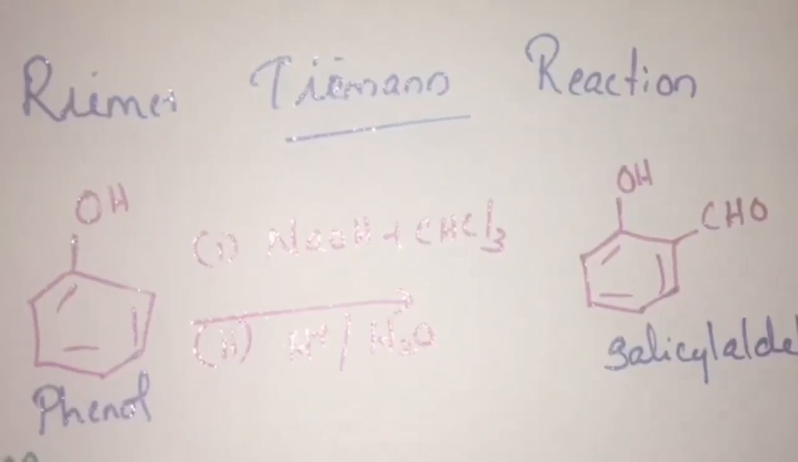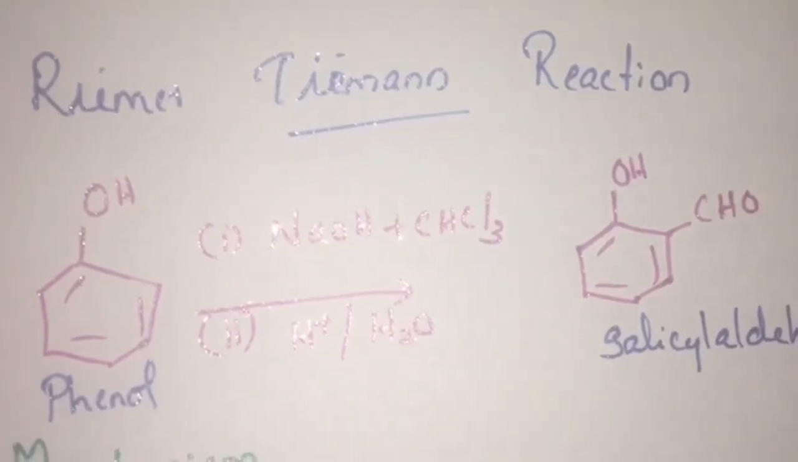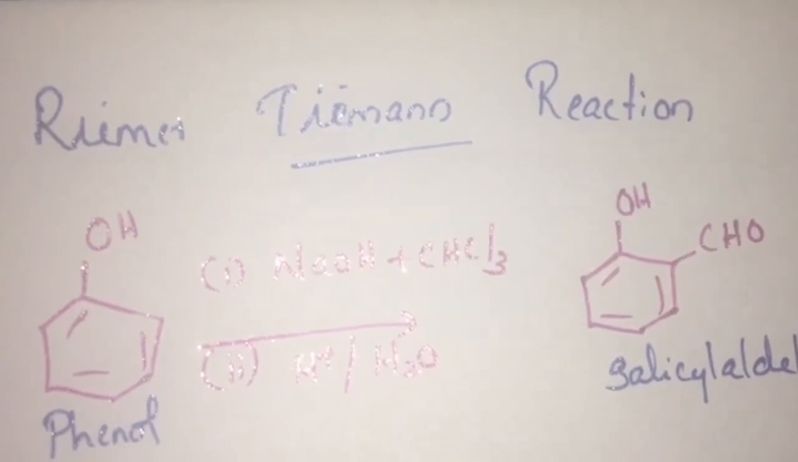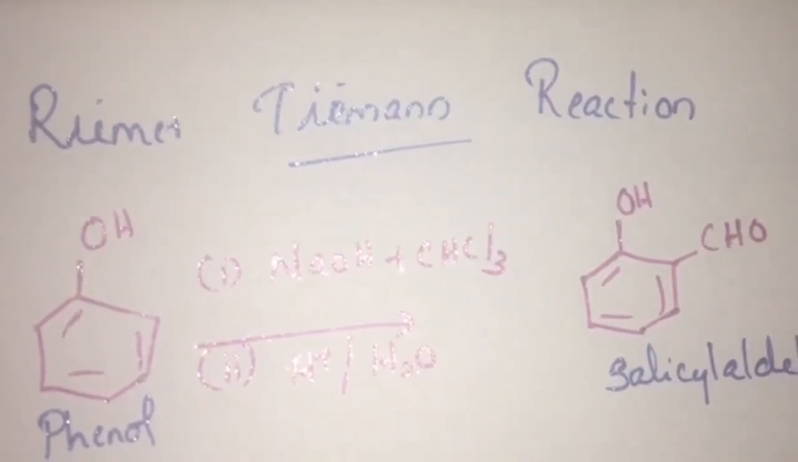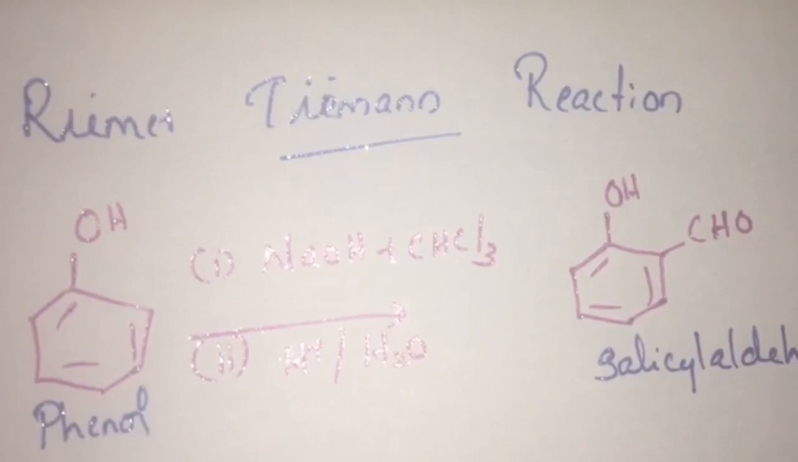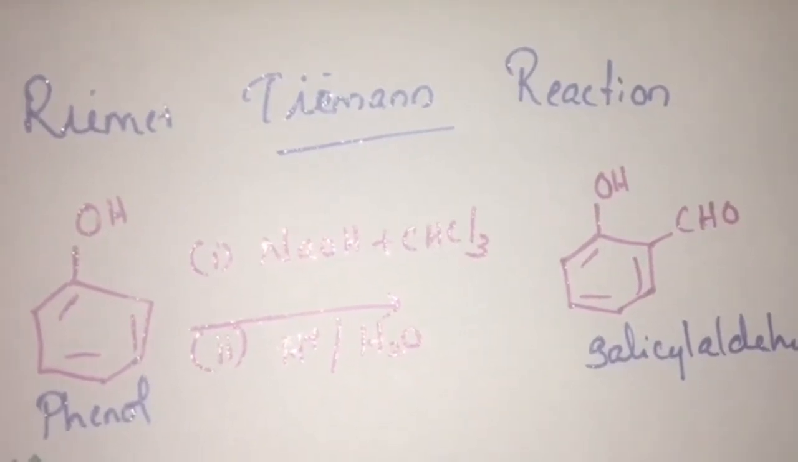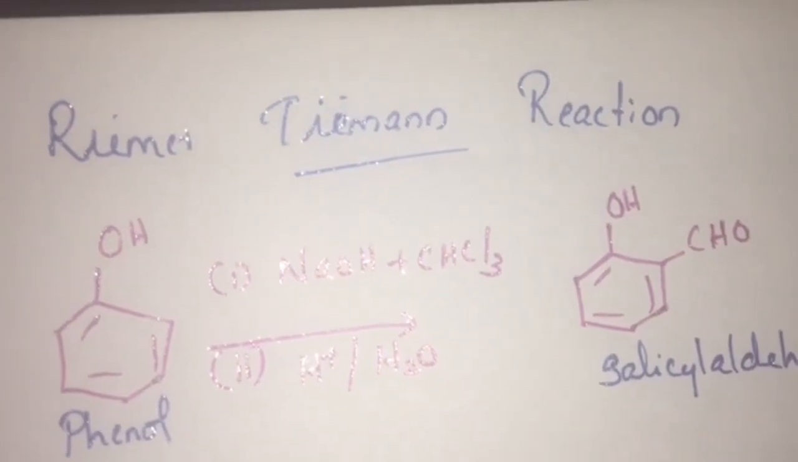Dear students, today we are going to discuss Reimer-Tiemann reaction. It is a reaction in which a phenol is treated with chloroform and alkali followed by acidification, and an aldehyde group is introduced in the ortho or para position of the phenol. This reaction is known as Reimer-Tiemann reaction.